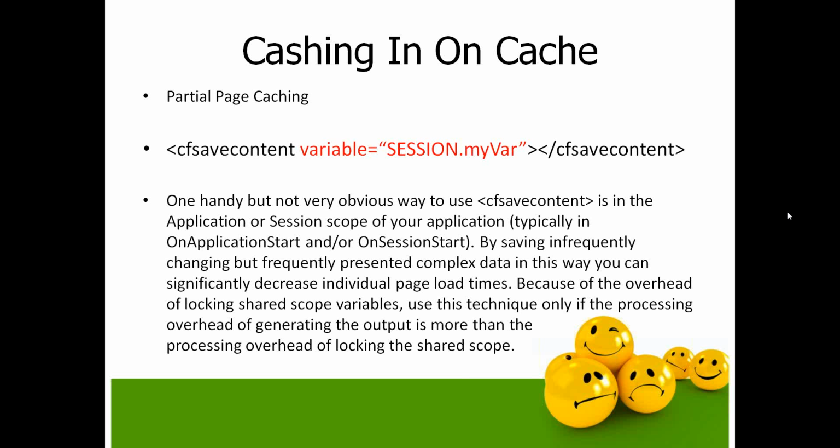So again, by saving infrequently changing but frequently presented complex data this way, you significantly decrease individual page load times because it doesn't have to go through that processing over and over and over again. But because of the overhead of locking shared scope variables, this technique is only really handy when you're generating really complex output. So overuse can actually slow your application down.